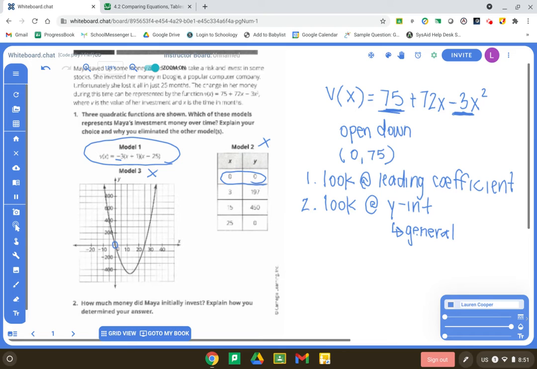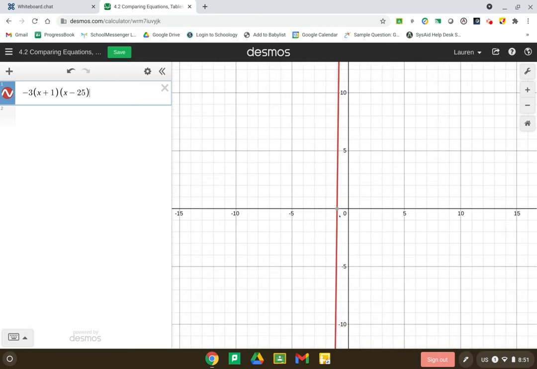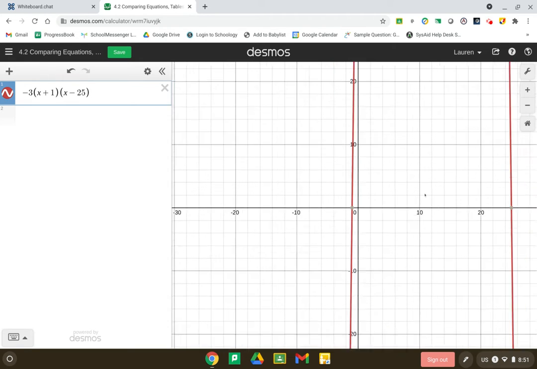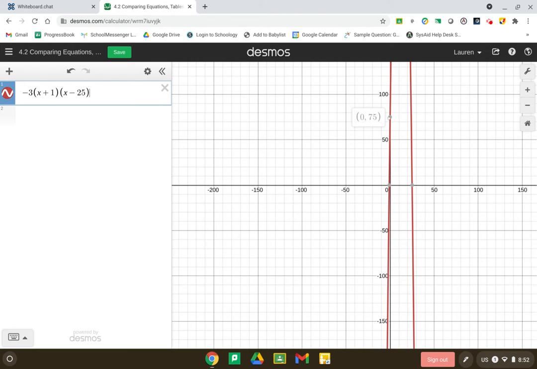So that's kind of how you would find that. You can go ahead and type in this equation to see if it matches. So if I have -3 and then x plus 1, x minus 25. So here's my arc, and of course we have to zoom out a little bit, but we can look and try to find our y-intercept, which is right here, which is 0.75. So that matches Maya's investment.